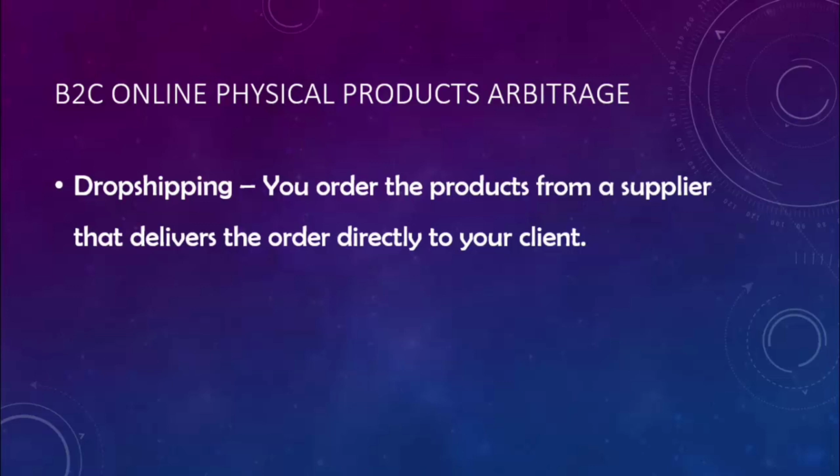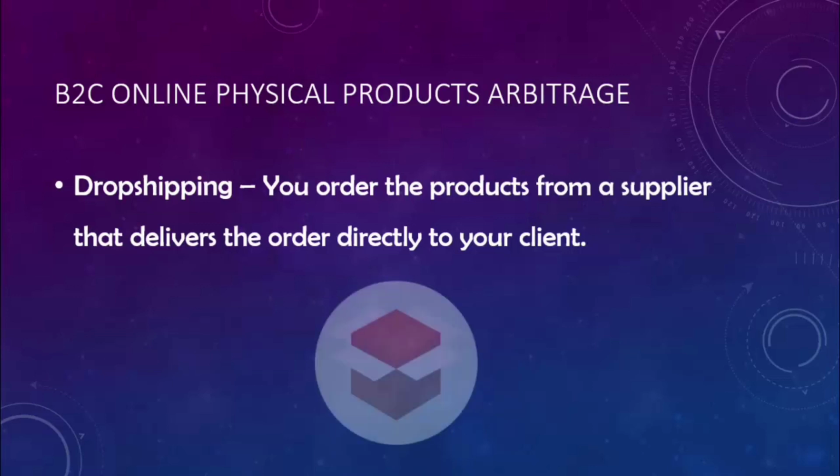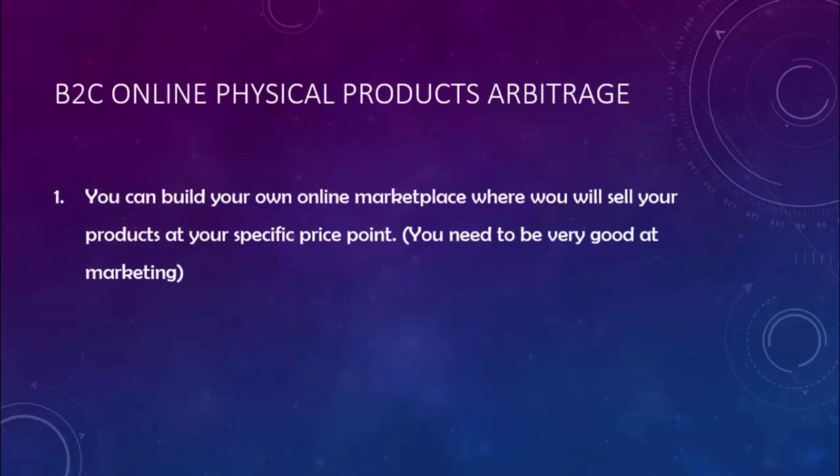It's a very lucrative business model. You don't have to get stocks of products. You don't have to build warehouses or rent warehouses or other things like that, okay? That is the fact that I like the most about this business model. Now, we have two options to do this type of business to client online physical products arbitrage. The first one is that you can build your own online marketplace where you will sell your products at your specific price point.